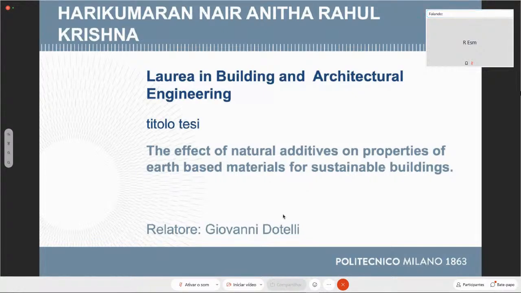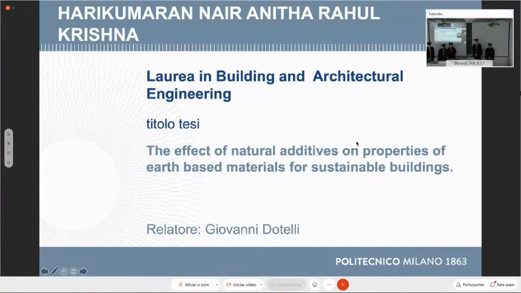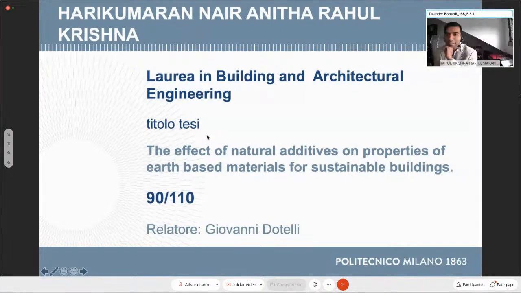Rahul Krishna Harikumaran, the effect of natural additives on properties of earth-based materials for sustainable buildings. We can see you. Yeah. 90.